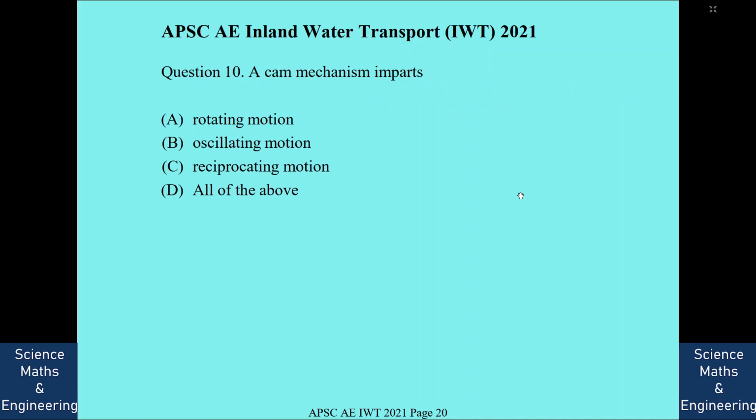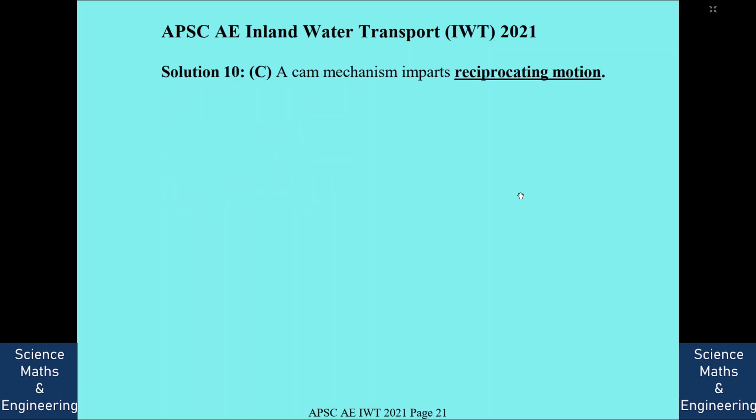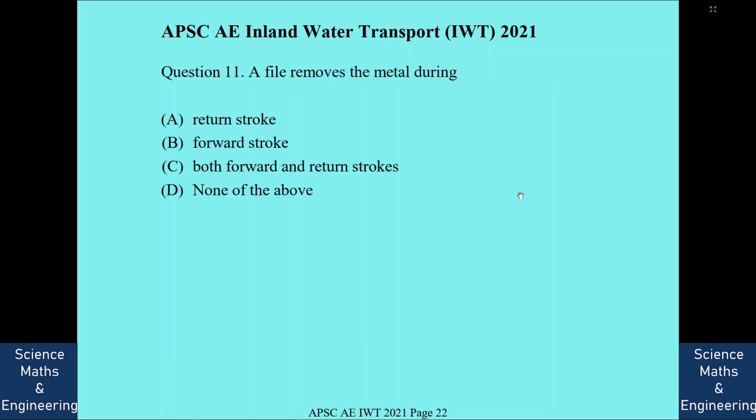Next. A cam mechanism imparts A. rotating motion, B. oscillating motion, C. reciprocating motion or D. all of the above. So the answer is a cam mechanism imparts reciprocating motion. Next.